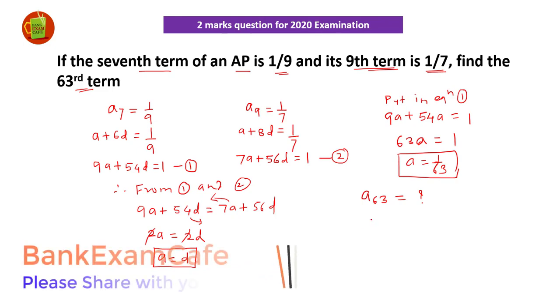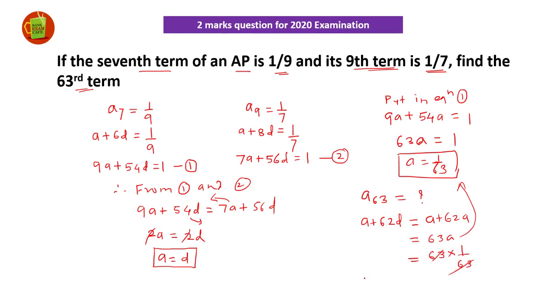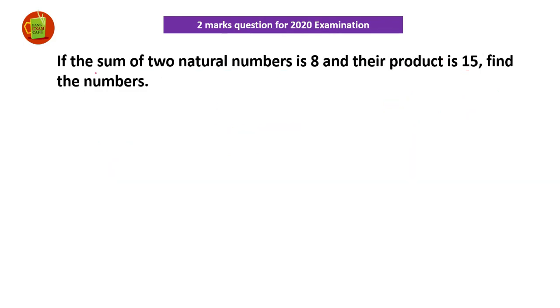So A63 can be written as A plus 62D. D can be replaced by A, so it will be A plus 62A, that is equal to 63A. So put the value of A as 1 by 63. So 63 into 1 by 63. So 63 will get cancelled and you will get A63 is equal to 1. So the 63rd term of the given arithmetic progression will be 1. Here is the next question.